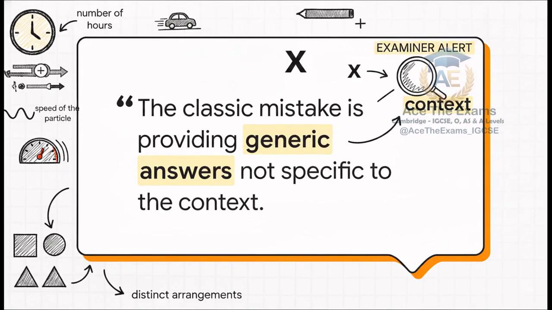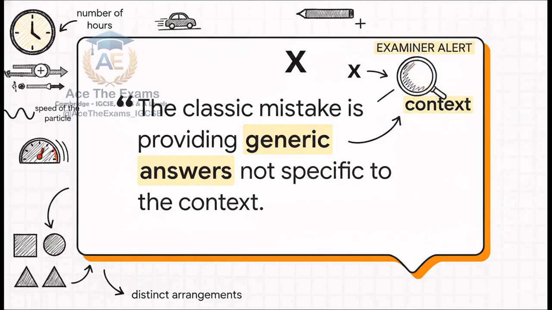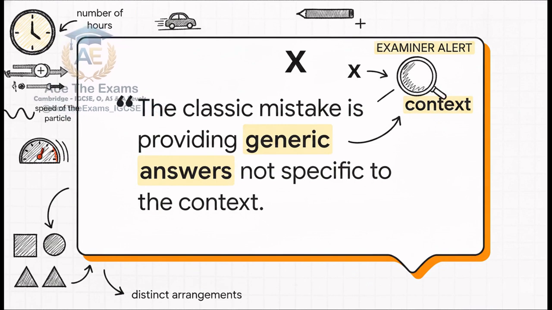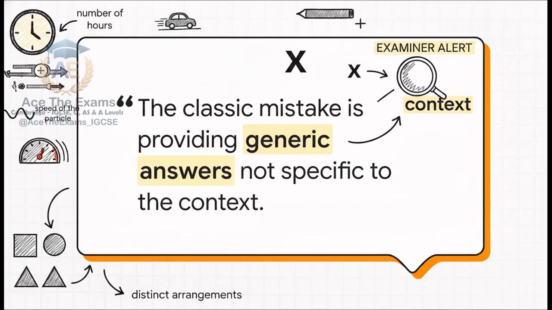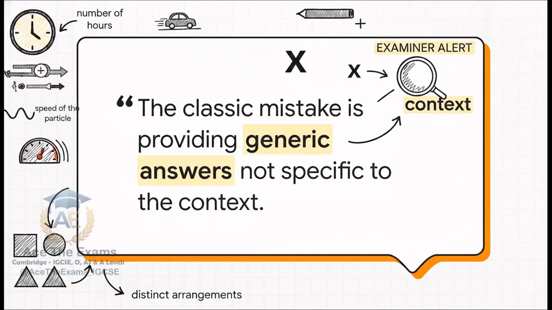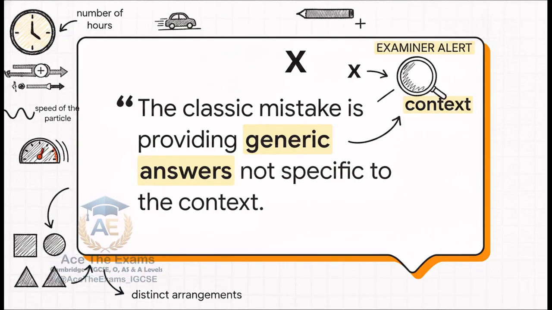Let's amplify that last point right now, because it is arguably the most common error worldwide. Quote, examiner alert, the classic mistake is providing generic answers, not specific to the question context. Always link every point to the given scenario. So the crucial takeaway here is that every single mathematical step must be linked directly back to the specific context of the question. You are never just solving for x in a vacuum. You are solving for the number of hours a machine runs, the velocity of a particle at 3 seconds, or the number of distinct ways to arrange a chessboard. Ground your abstract math in the physical reality of the question prompt.